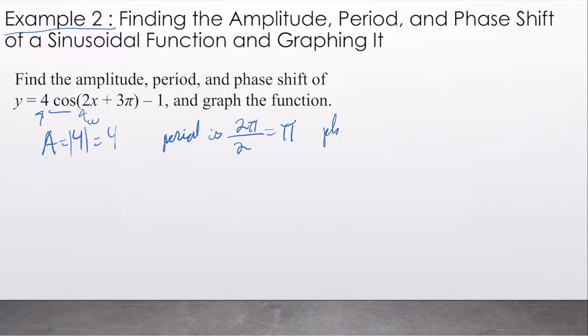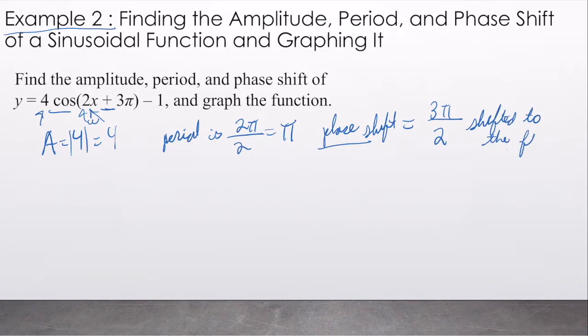And our phase shift is 3 pi over omega, which is 2. And I remember that because I'm adding, this is shifted to the left, so in the negative direction.